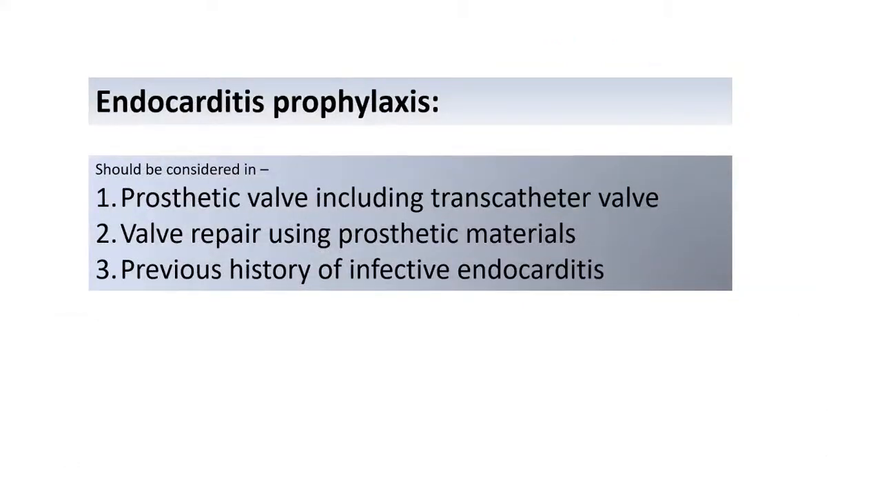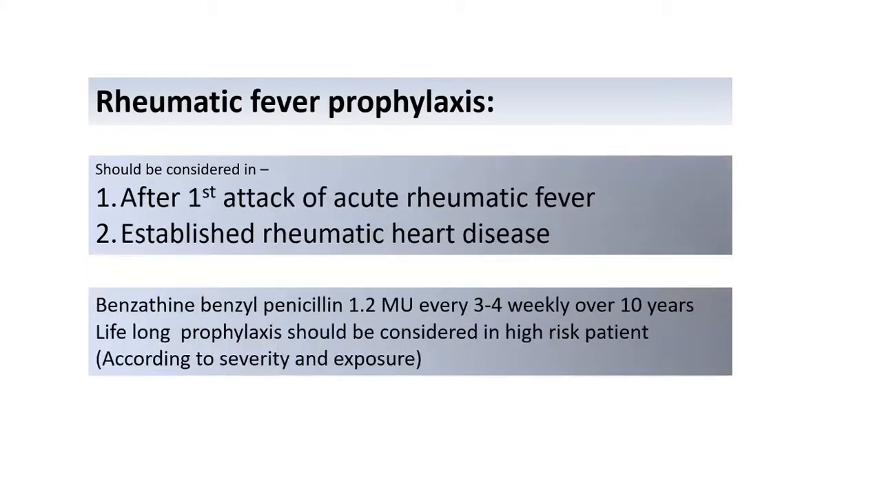ESC also advises endocarditis prophylaxis when a patient has a prosthetic valve or any prosthetic material used during valve surgery, or a previous history of infective endocarditis. And we will continue the rheumatic fever prophylaxis after the first attack of acute rheumatic fever in any patient with established rheumatic heart disease. Here, ESC advises benzathine penicillin 1.2 million international units every 3 to 4 weeks over 10 years. And the duration may vary according to the patient's exposure and severity.